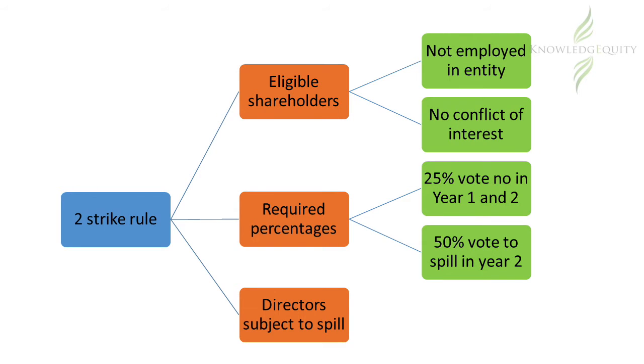And once the Two-Strike Rule has been successfully initiated, you need to know which directors are subject to the spill vote. All directors on the board are subject to the spill vote, with the exception of the managing director.